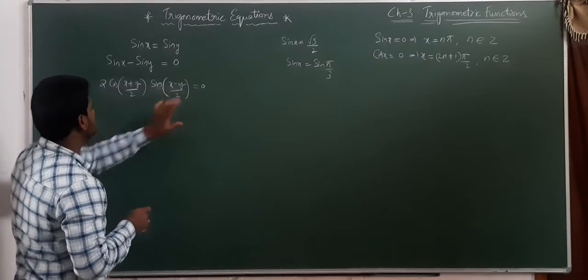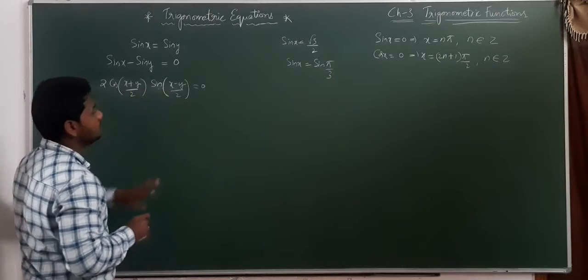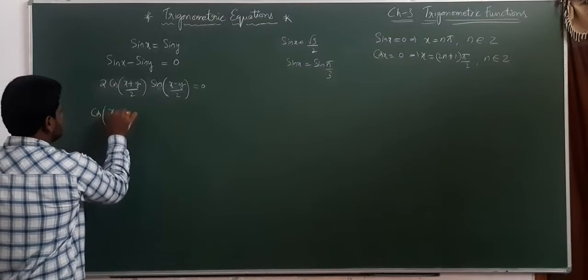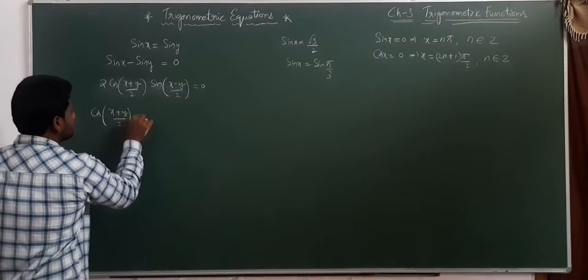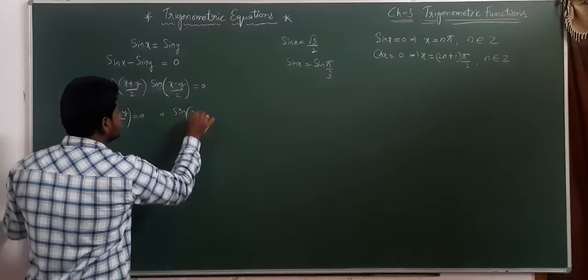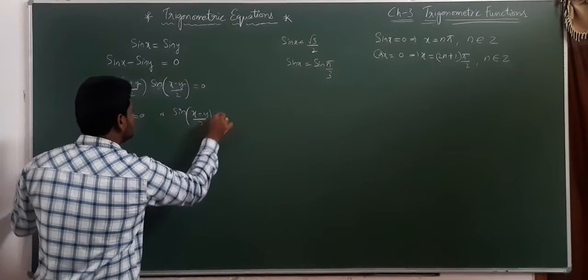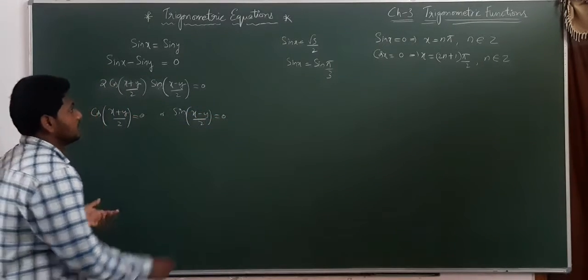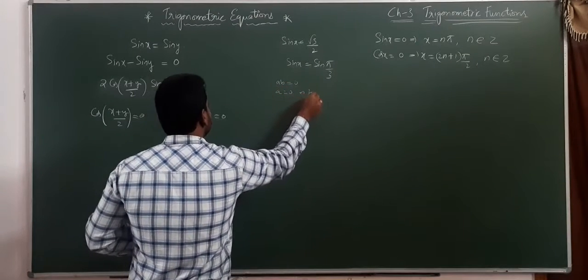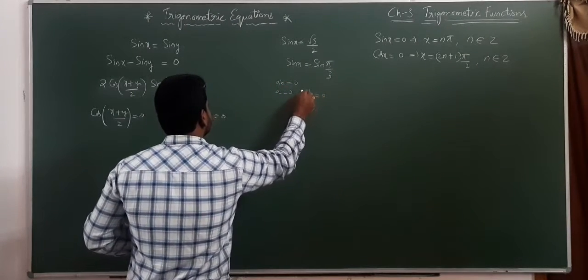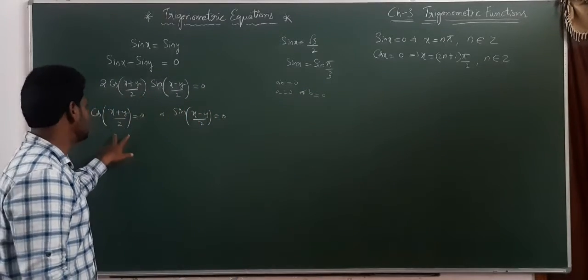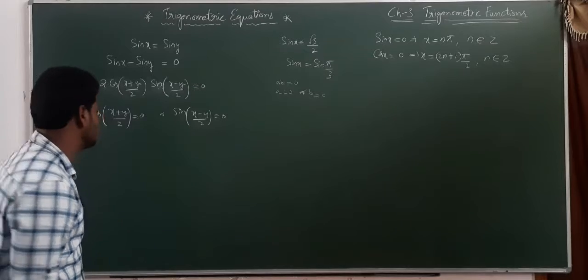See, as it is equal to 0, the 2 you send to the right hand side, it will become 0. Then what we can write is cos of (x plus y) by 2 equal to 0, or sin of (x minus y) by 2 equal to 0. We can write that, right? If AB equal to 0, then A equal to 0 or B equal to 0. If the product is equal to 0, this is equal to 0 or this is equal to 0.